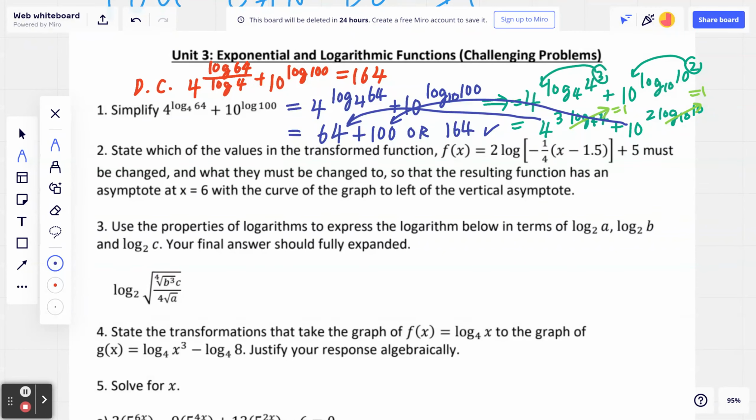Question number 2. State which of the values in the transform function f of x equals 2 times log of, open bracket, negative 1 divided by 4, open bracket, x minus 1.5, closed 2 brackets, plus 5 must be changed, and what they must be changed to, so that the resulting function has an asymptote of x equal to 6 with the curve of the graph to the left of the vertical asymptote.